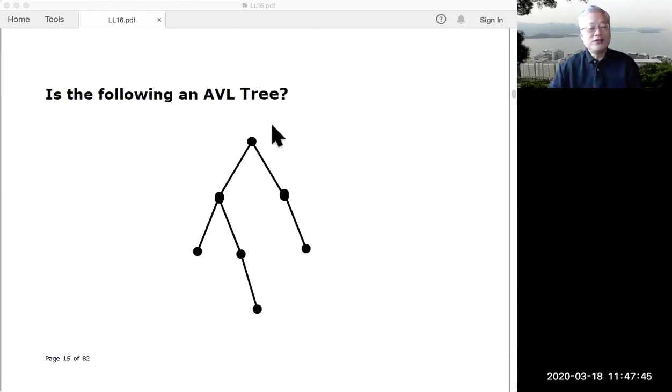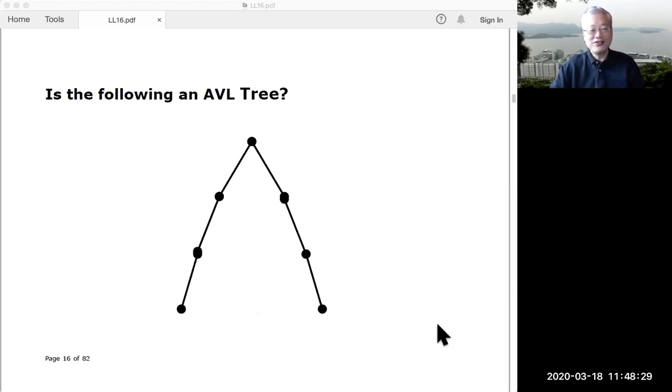So let me ask you, is this an AVL tree? Yes or no? Yes, of course, right? By definition, an AVL tree is simply a binary search tree that is balanced. Here we make an assumption that all the keys in all these nodes satisfy the requirement for a binary search tree. For example, all the keys in the left subtree should be smaller than the key of the root, and the key of the root should be smaller than all the keys in the right subtree, and so on. And all the keys are unique, right? We have to satisfy all these requirements.